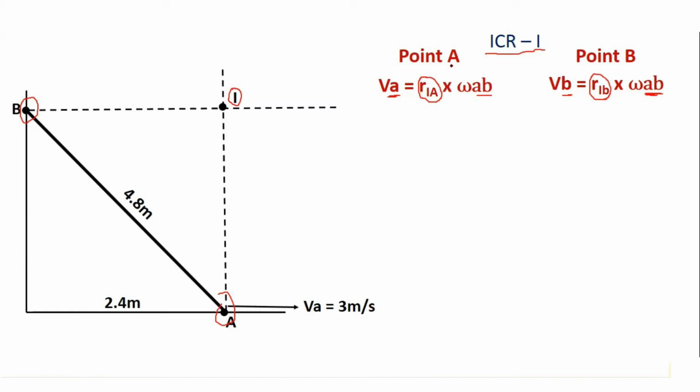Then write what are the points that belong to that ICR. So it is point A and B. And third step, you write the formulas for velocities at those particular points. Fourth step will be to find out the distances. First find out all the distances and then we can proceed further. So now I need the distance RIA and RIB.